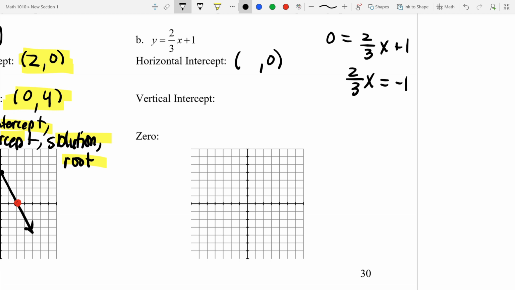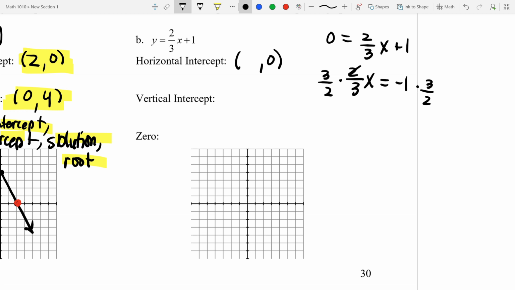Sometimes I'll move the 1 and then I flip the order. So I just kind of did 2 steps in one. Move the 1 to the left and wrote it in a different order. Someone tell me how to get rid of the 2/3. You can times by 3, and that will take care of the 3. How do you take care of the 2? Divide by 2. Or a better way is just multiply by the reciprocal, which is 3 over 2.